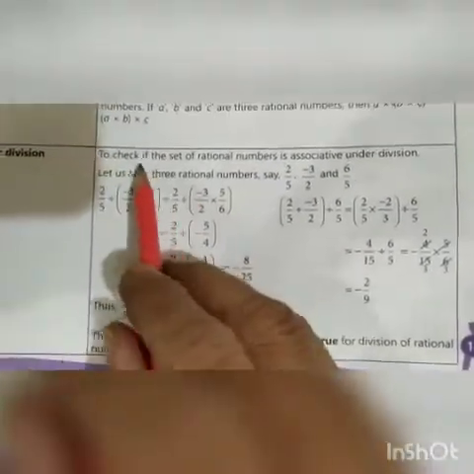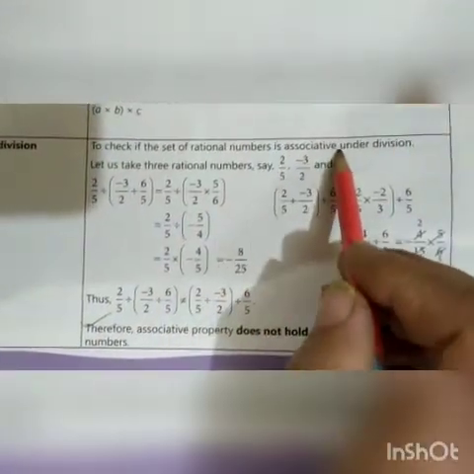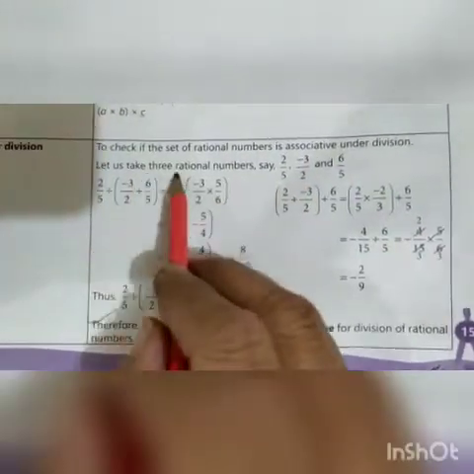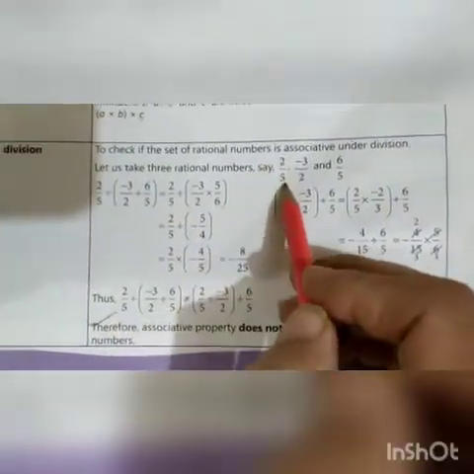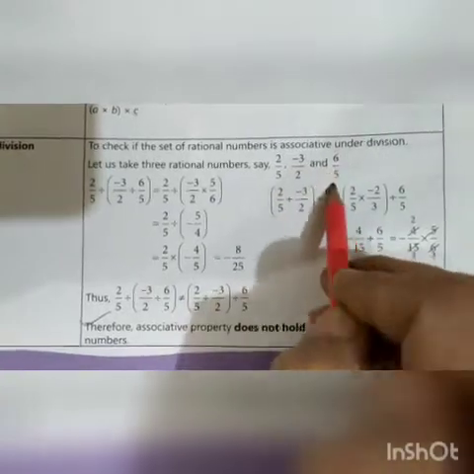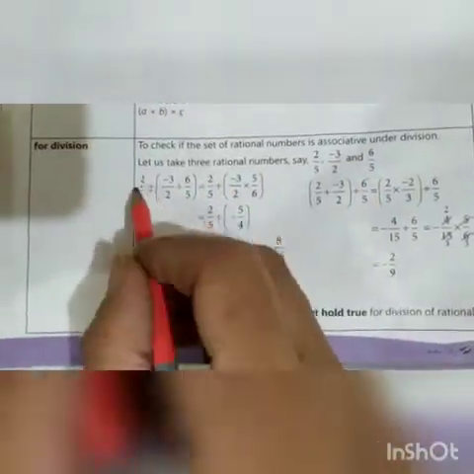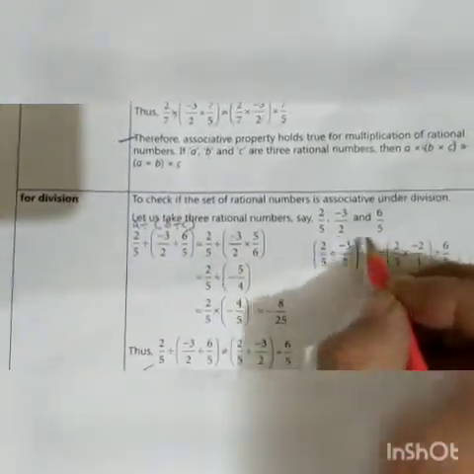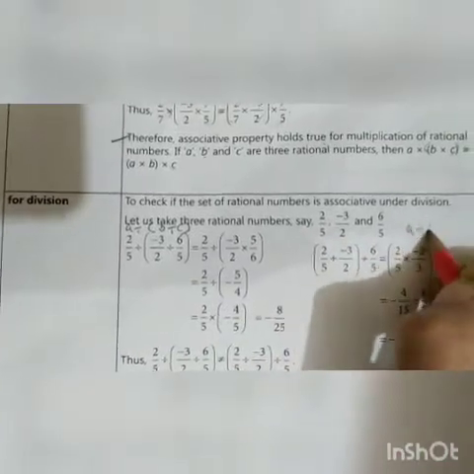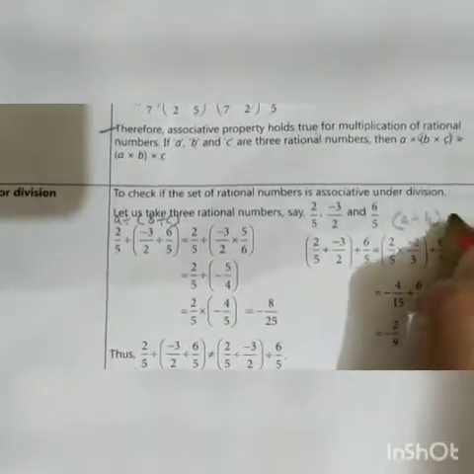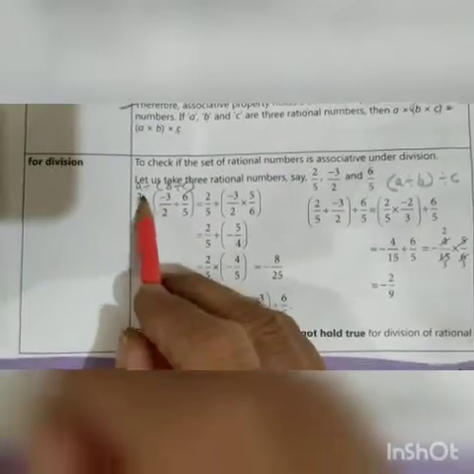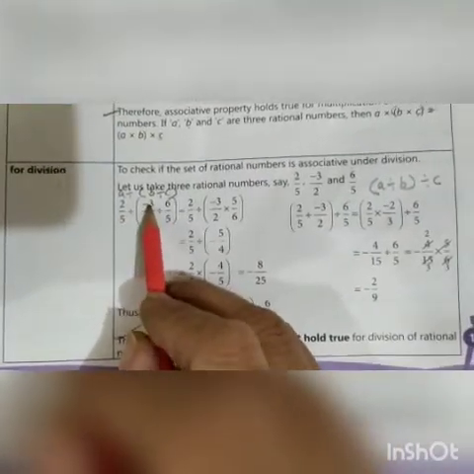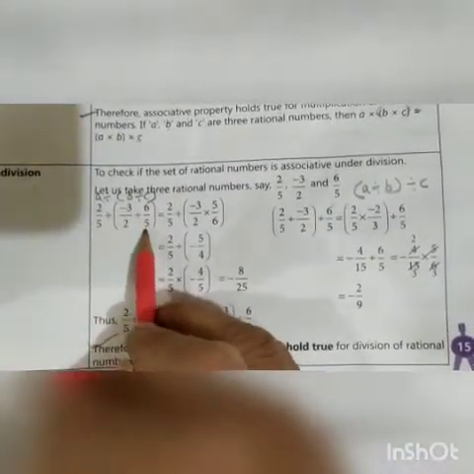We will check the same property for division. To check if the set of rational numbers is associative under division, let us take three rational numbers, say 2/5, -3/2 and 6/5. So first it is (A ÷ B) ÷ C. Here (A ÷ B) within bracket, divided by C: (2/5 ÷ -3/2) ÷ 6/5.